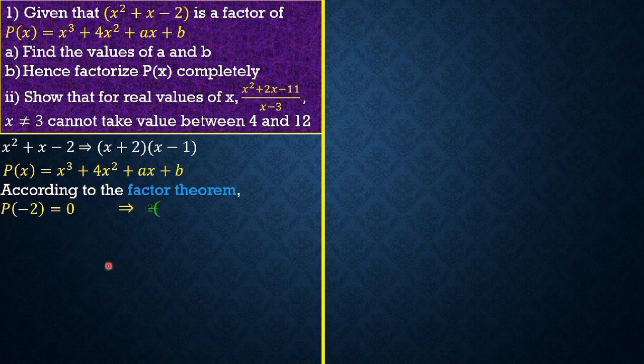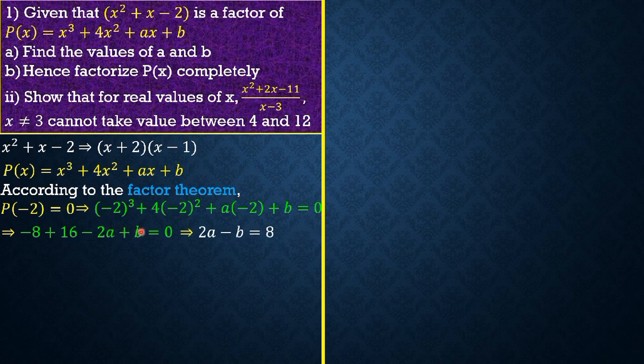If we do that, we are going to have negative 2 cubed plus 4 into negative 2 squared plus a into negative 2 plus b equal to 0. Simplifying a bit, we have minus 8 plus 16 minus 2a plus b equal to 0. Simplifying everything, we have 2a minus b equal to 8. Let's call this equation 1.